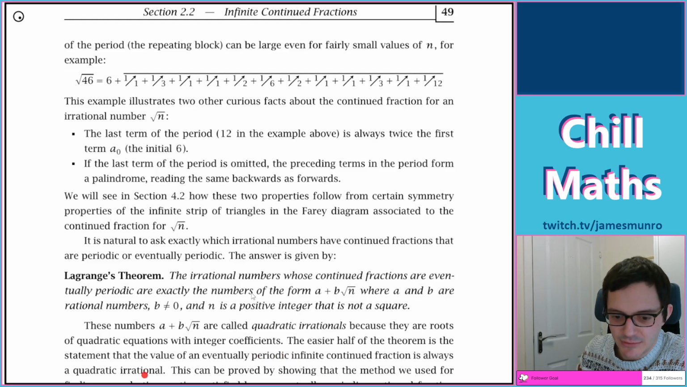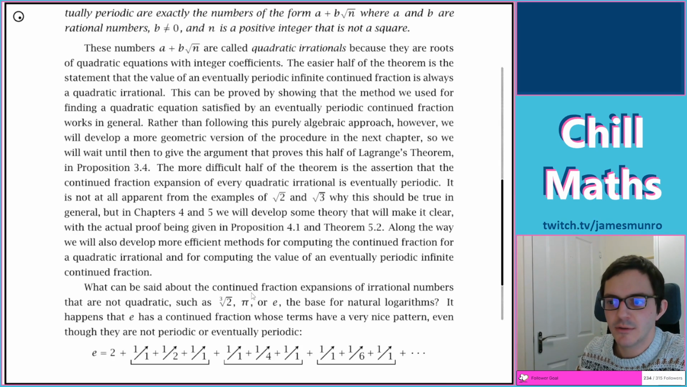Right, easier half is you have a quadratic irrational. Proved by showing the method we used for the ones we did works in general. Or geometric version of the procedure in the next chapter. Wait until then.